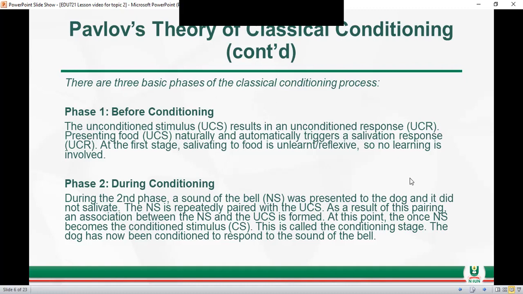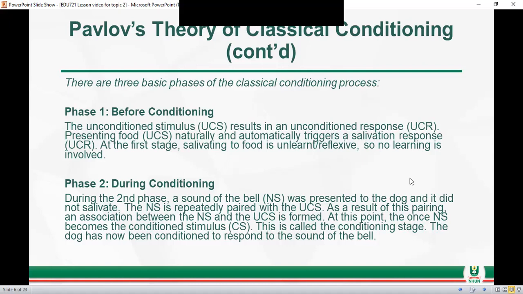Let's get on to phase 2. What happened at phase 2? During the second phase of the classical conditioning process, the sound of the bell was presented to the dog and it did not salivate. The sound of the bell is a neutral stimulus, NS, which is a stimulus that does not naturally elicit a response.